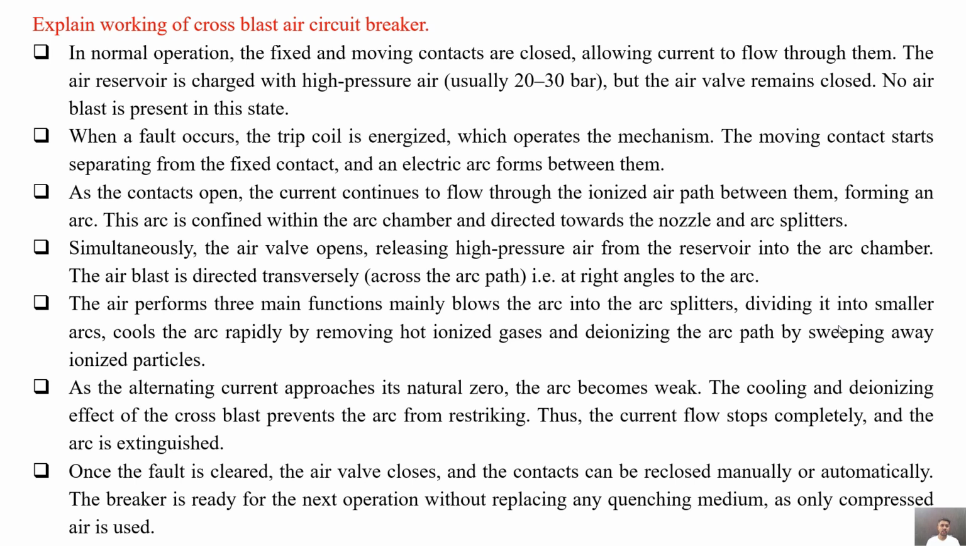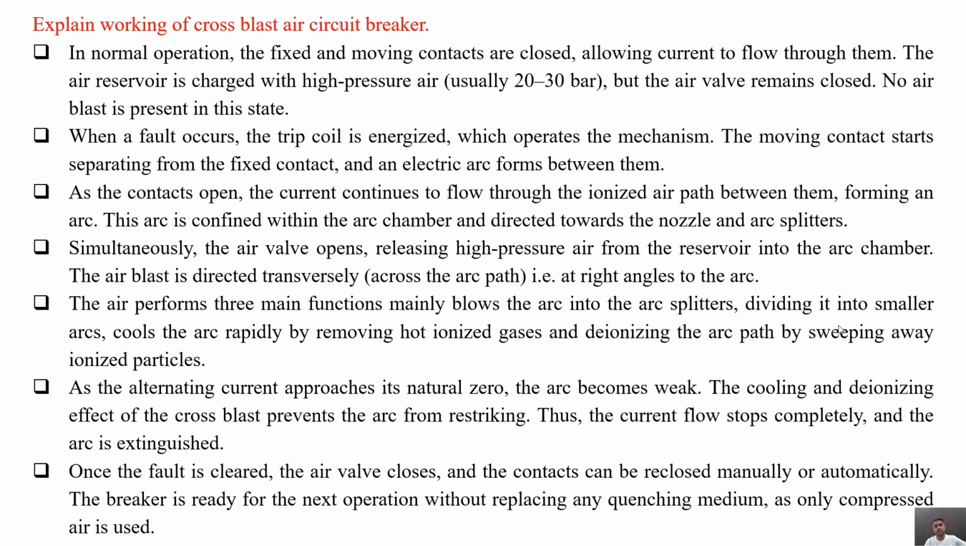Explain working of cross blast air circuit breaker. So in normal operation, the fixed and moving contacts are closed, so that allows the current to flow through them during the normal operating condition. The air reservoir is charged with high pressurized air, usually 20 to 30 bar pressure.